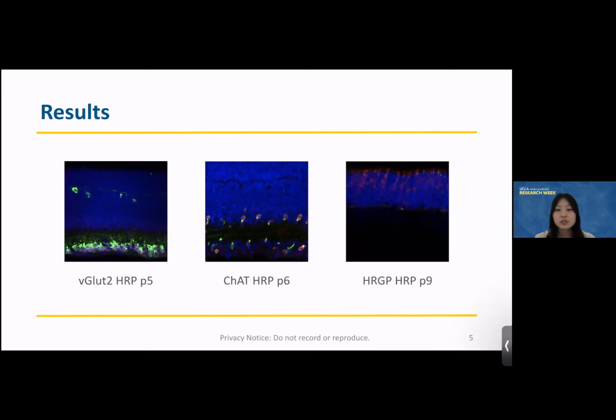Shown here are images of selected stainings done on 3 of our mouse lines. For the IPL, we have the VGLUT2 HRP line targeting labeling of retinal ganglion cells in P5 mice, and the CHAT HRP P6 mice localizing to starburst amacrine cells. Meanwhile, in the OPL, we use the HRGP line to label cone photoreceptors in P9 mice. For all of our labeling experiments, we look to see that the biotinylation was specific and efficient, ensuring that the HA tag for HRP and the neutravidin stainings for each Cre line were consistent and localized.